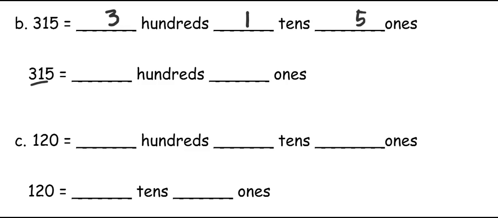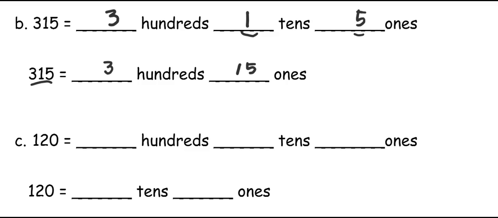Now we're going to show the same number, 315, but this time we're showing it only as hundreds and ones. So I still have 3 hundreds. I have to represent the 15 now. So instead of 1 ten and 5 ones, I'm going to call that 15 ones, because we can take that 1 ten and decompose it into 10 ones and combine it with the 5 ones we already had. So 315 can also be shown as 3 hundreds and 15 ones.